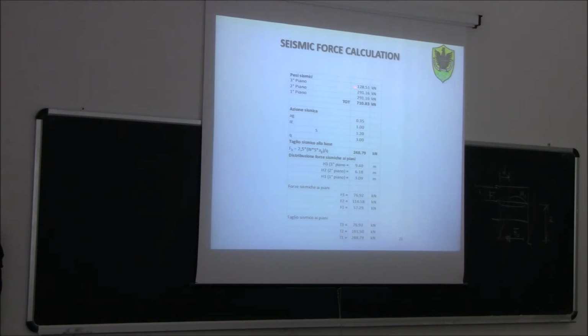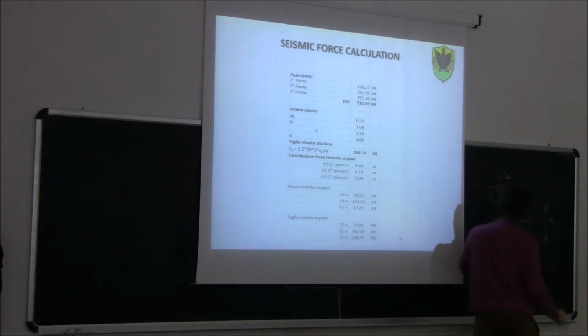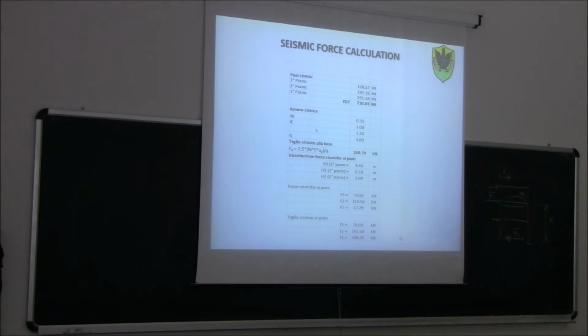So, here we have the different seismic weights of the different stories. The roof is lighter, then we have the second floor and the first floor. FB is the total seismic shear at the base of the building. This is the height of the different stories, so 3.09, 6.8, 9.40. And then in the end, we get these 3 forces here, F3, F2, F1. As you can see, F3 is slightly smaller than F2. Why is it slightly smaller? Because the mass of the roof is smaller than the other masses.